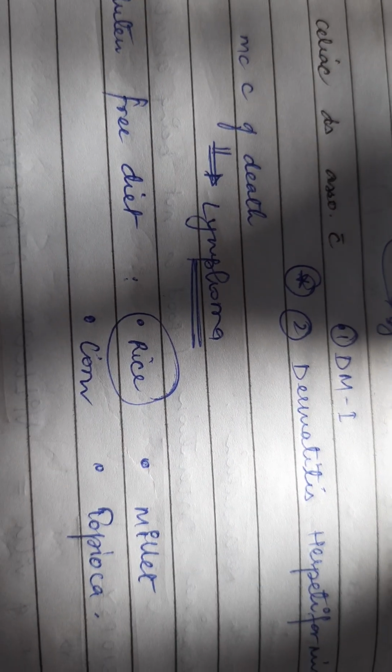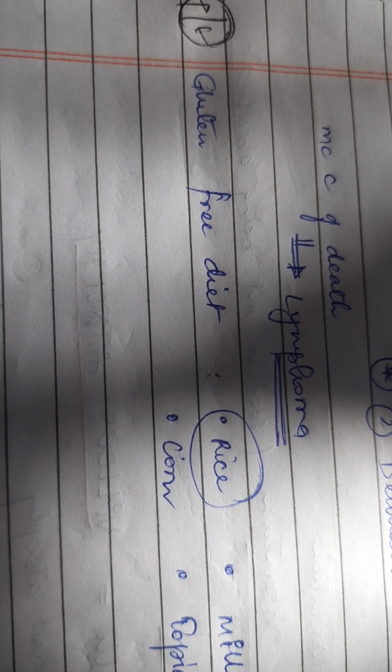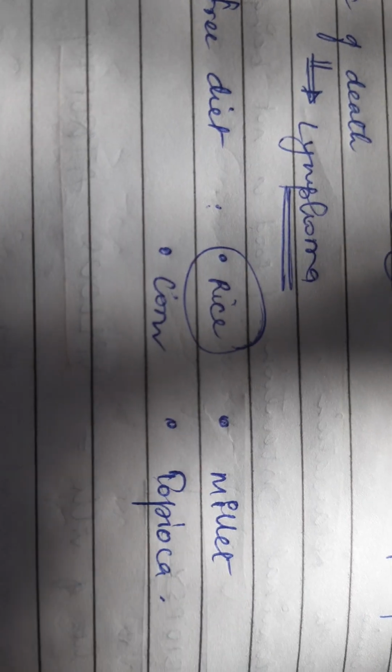The most common cause of death in celiac disease is lymphoma. Treatment is a gluten-free diet, like rice, corn, millet, tapioca, which means sabudana.